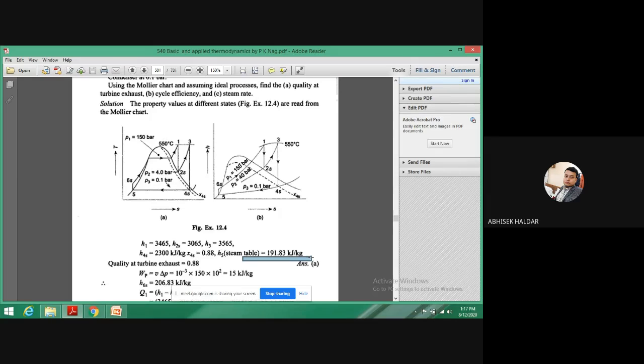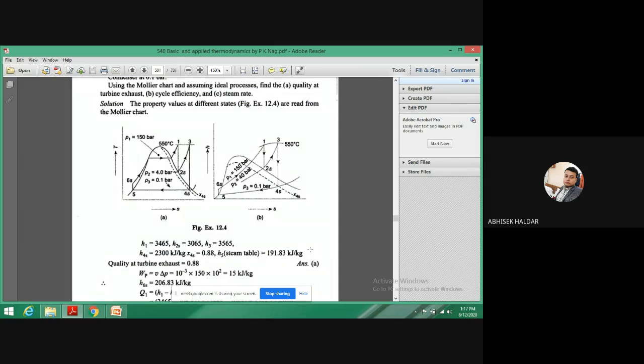I am explaining each and every value. HF, sir. HF is the saturated liquid enthalpy. This is the saturated liquid line, and this side is the saturated vapor line. If I needed Hg, it would be this point, but I don't need that. So HF at this pressure of 0.1 bar, if you see the steam table, you will get this value, 191.83 kilojoules per kg.